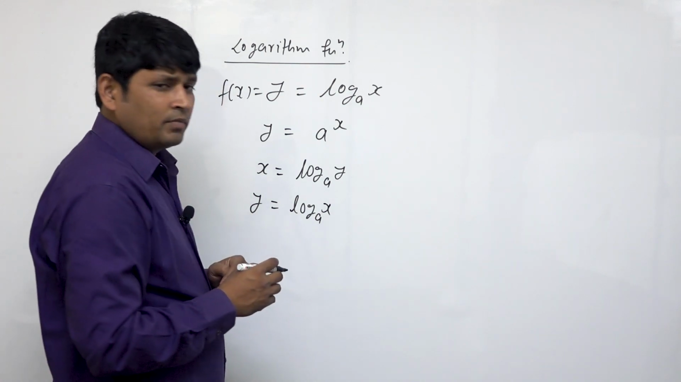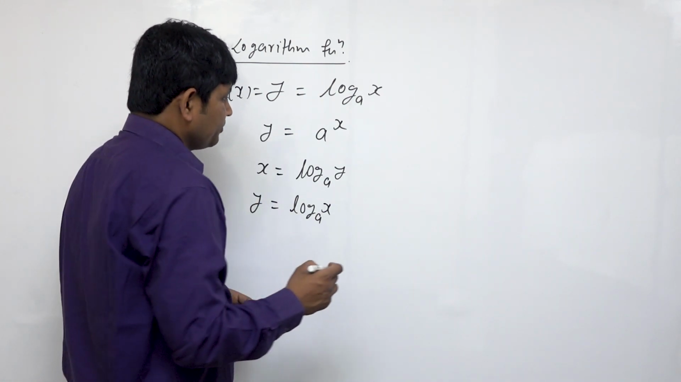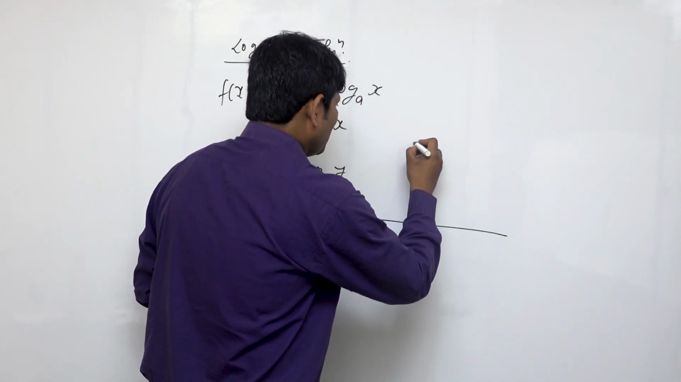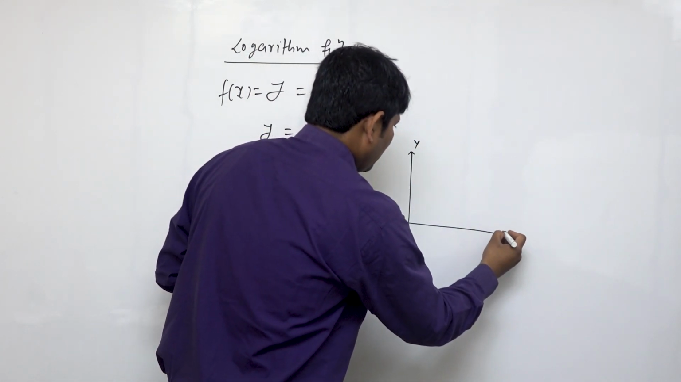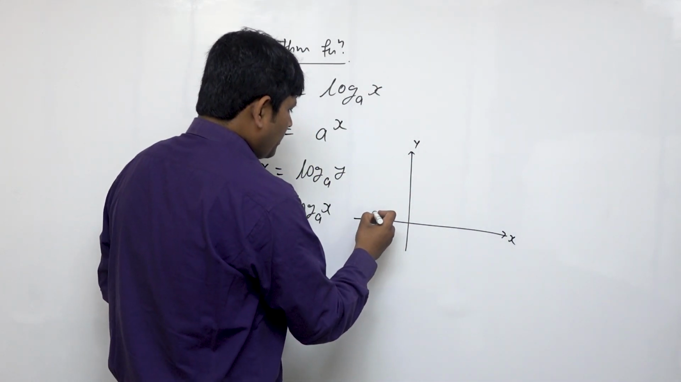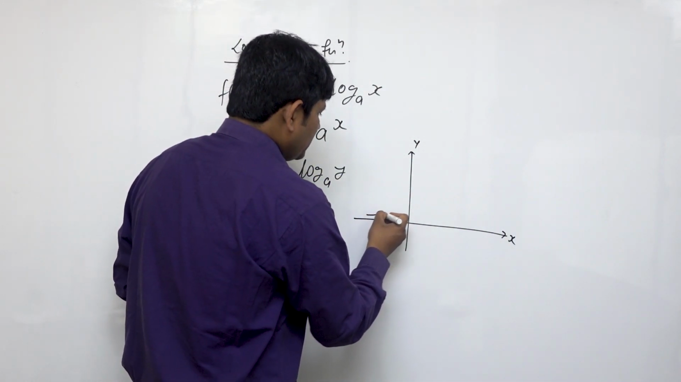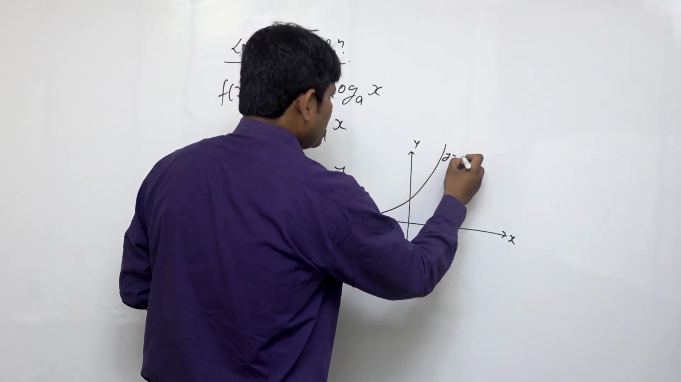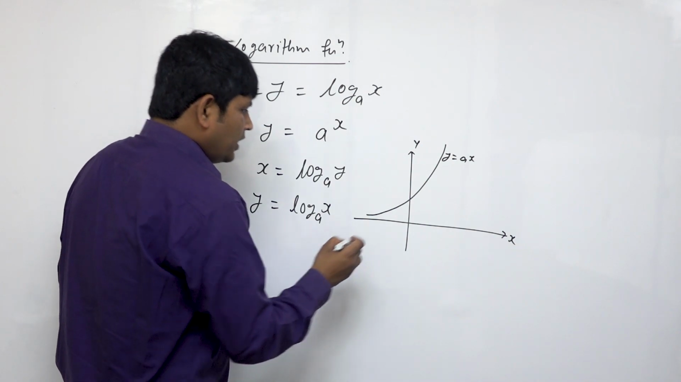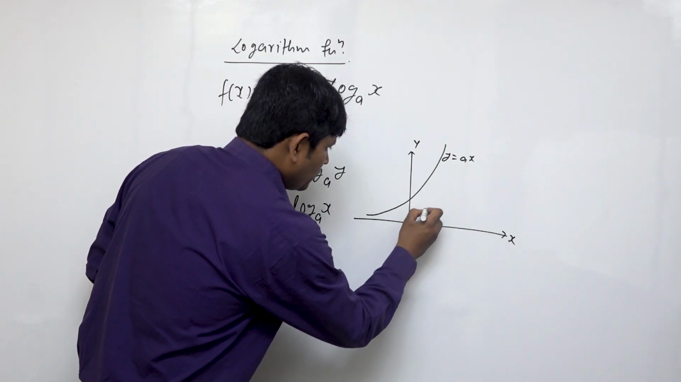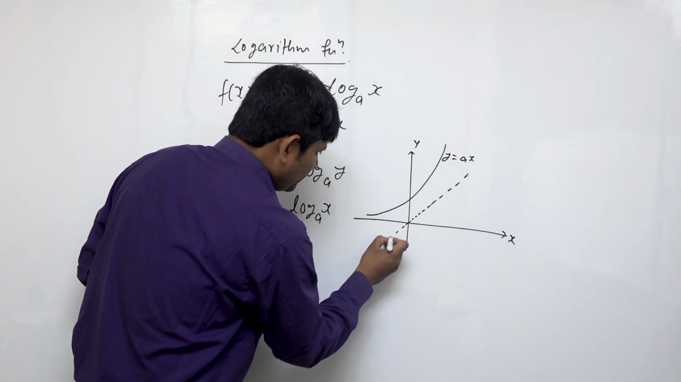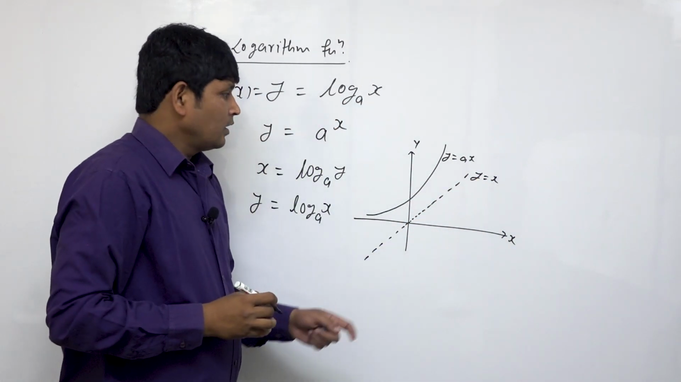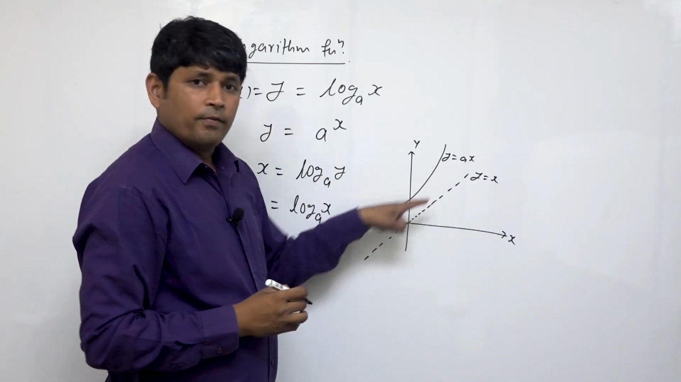So now how can we represent this in a diagram? Let's see here. There is a diagram, this is y, this is x. What is the exponential function? The exponential function graph is like that. This is the graph of the exponential function. And there is a line, y is equal to x. This is called the line of reflection.